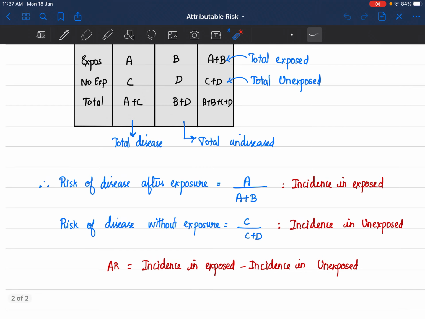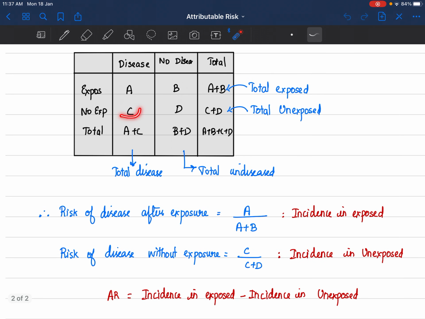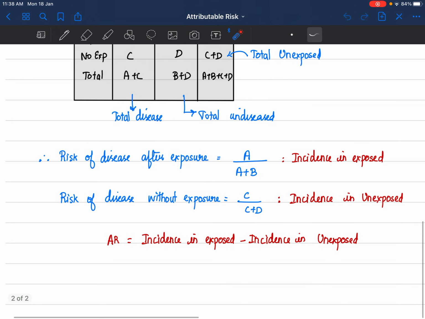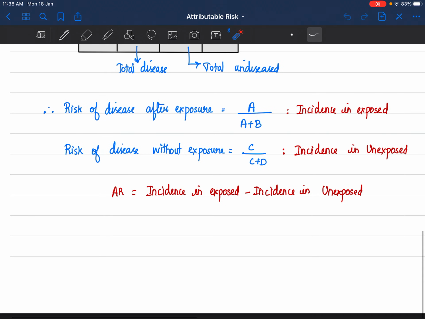Similarly, risk of disease without exposure. So, who have had disease without exposure? It is C. And how many people are without exposure at all? C plus D. So, the incidence of the disease in the unexposed is C by C plus D. If you subtract these two, incidence in the exposed minus incidence in the unexposed, it gives rise to attributable risk, or in other words, risk difference.